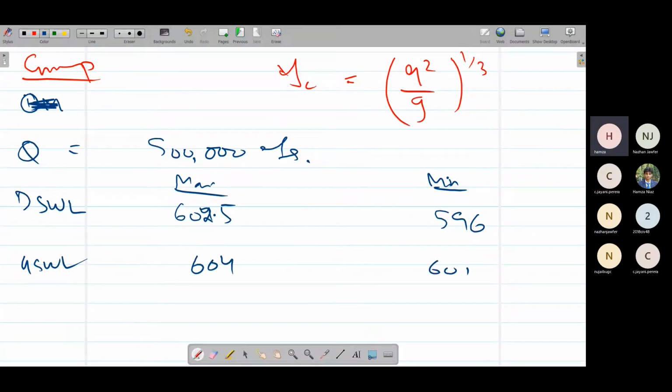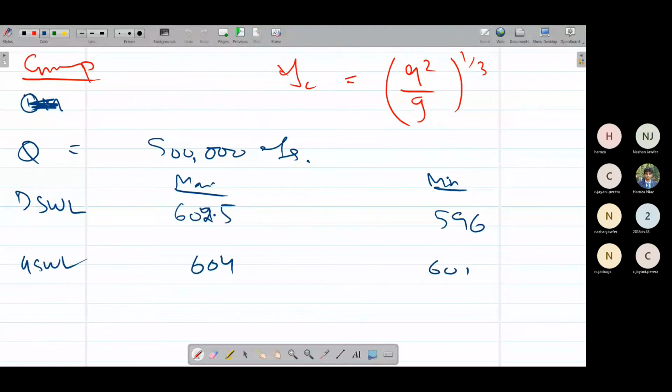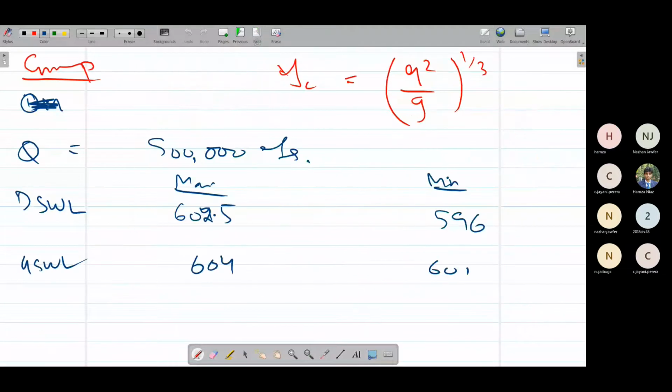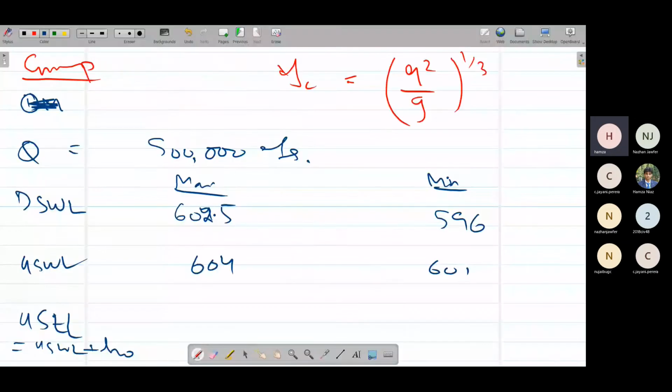After calculating this downstream water level, now what we have to do is calculate the upstream energy level. The upstream energy level would simply be the upstream water level plus H naught, the velocity head. Again, we know the value of H naught, we have calculated this. So simply add the upstream water level with the velocity head, and we can get this upstream energy level.